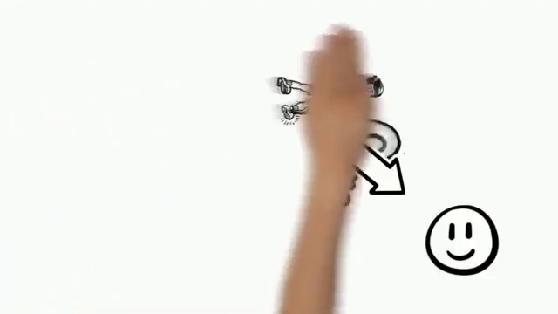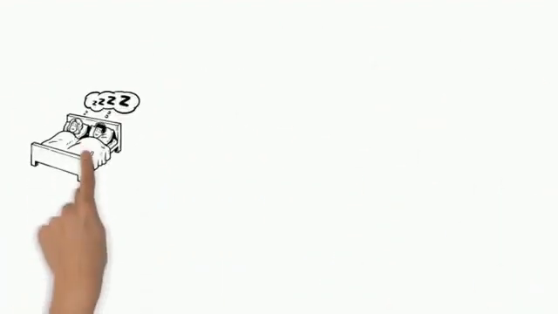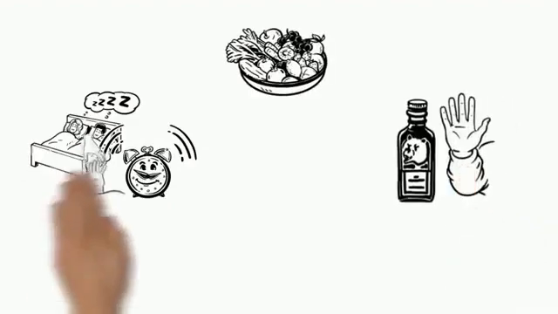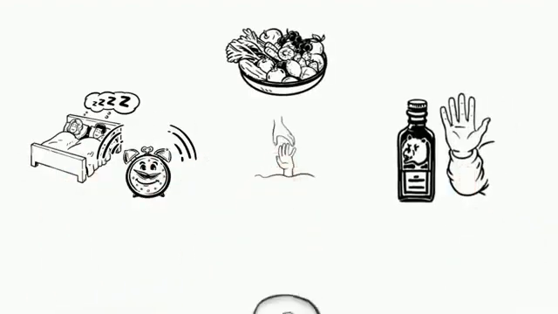How to reduce the symptoms of depression? Regular exercise helps create positive feeling and improve mood. Getting enough quality sleep on a regular basis, eating a healthy diet and avoiding alcohol can also help reduce symptoms of depression.